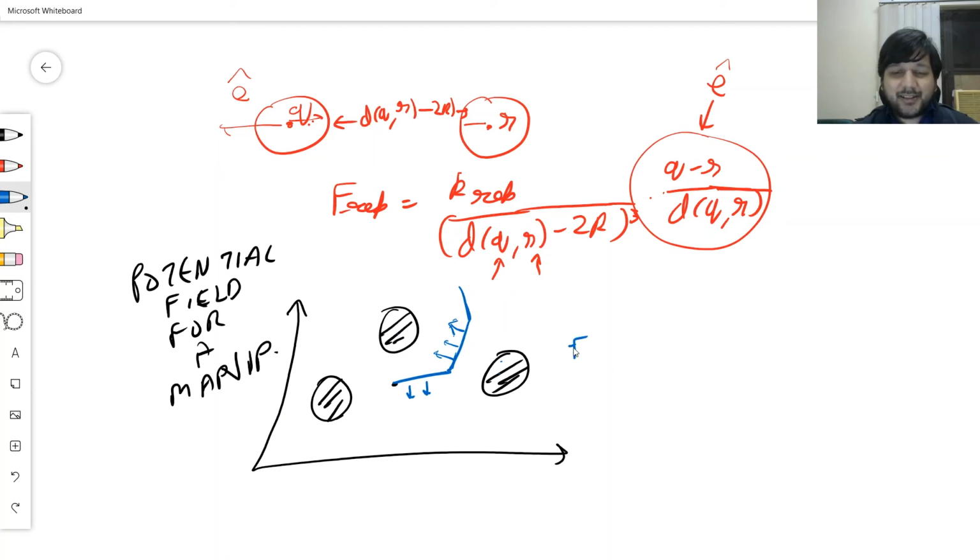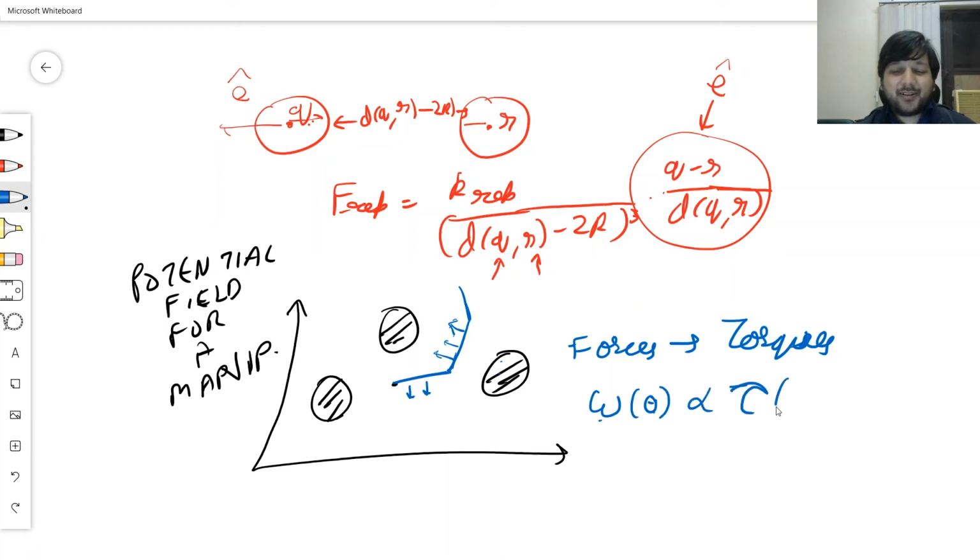So these are the forces. Force can be converted into torque, and then you say the angular speed of every joint is proportional to the torque. Fair enough.